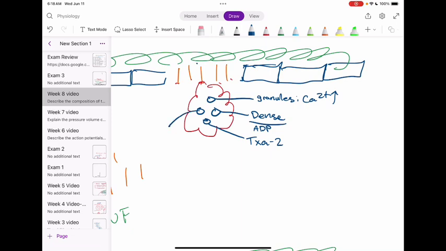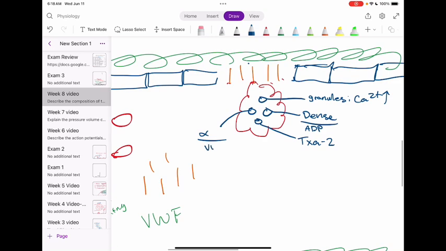And we also have the alpha granules. The alpha granules consist of VWF, fibrinogen, factor 5, and factor 8.